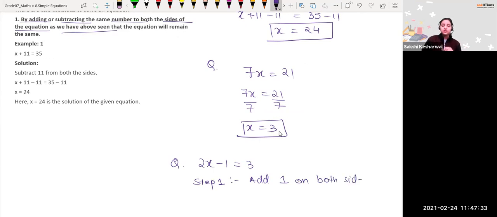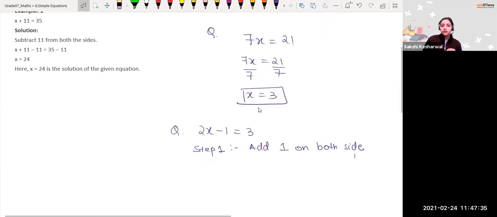So you just see over here, because here it is minus 1, so you will be adding on both sides. It will become 2x minus 1 plus 1 is equal to 3 plus 1, right? So 2x is equal to 4.